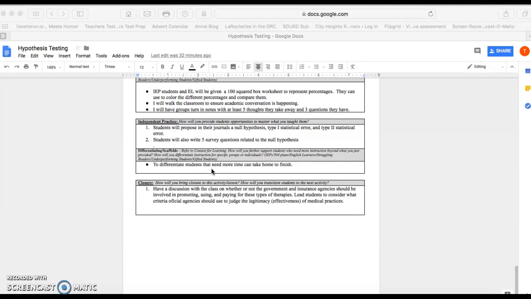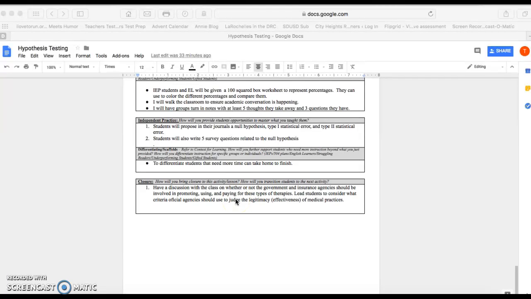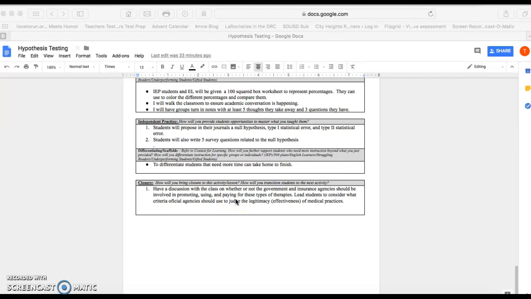And then for my closure, we're going to have a discussion of whether or not government agencies should be promoting these types of therapies, such as praying, yoga, and all of that, in their medical components.